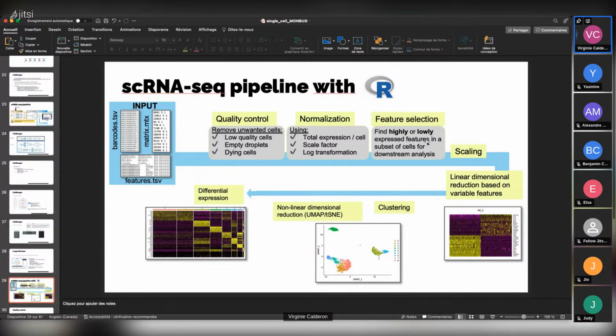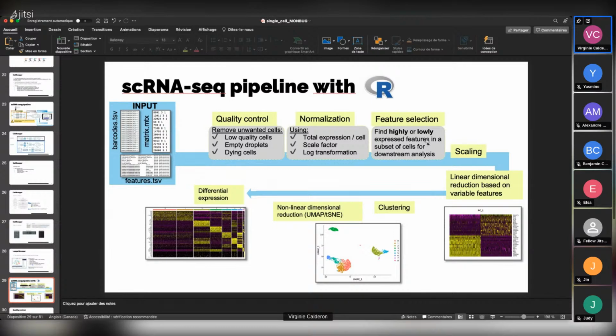So we need to find the genes that are highly or lowly expressed in a subset of cells. So we will focus at this point on this gene here. It's called the feature selection. This doesn't mean that we are not going to see the other genes in our experiment. It's just that to be able to produce a representation of your data, we will focus on these genes only. But after, you can go and see what is the expression of the other genes you didn't select at this step.